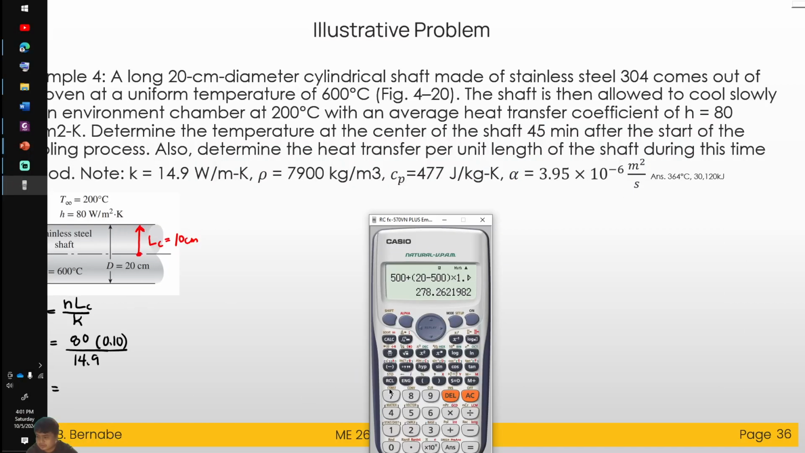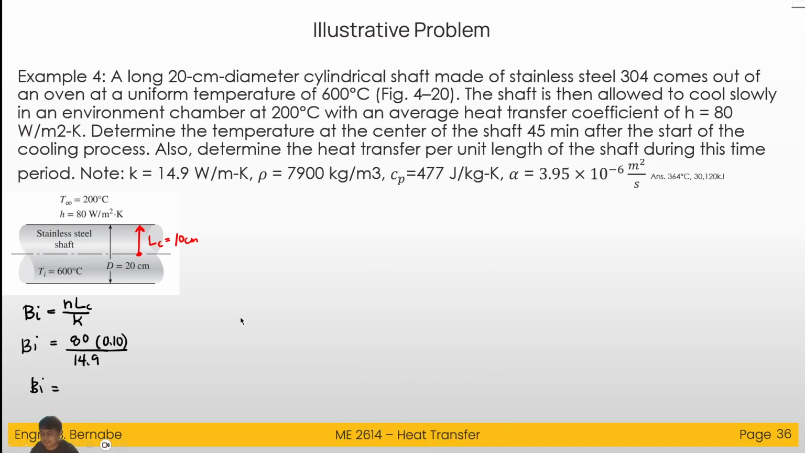Use a calculator. 80 times 0.1 over 14.9. So you have 0.5369 as your Biot number. Now, this is not less than 0.1. Therefore, this is not a lumped system, and we cannot use the lumped system analysis. We need to use the more complicated one.